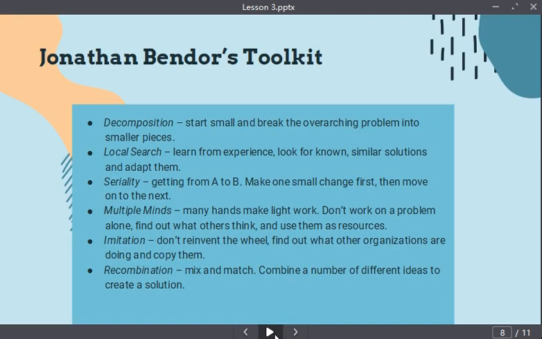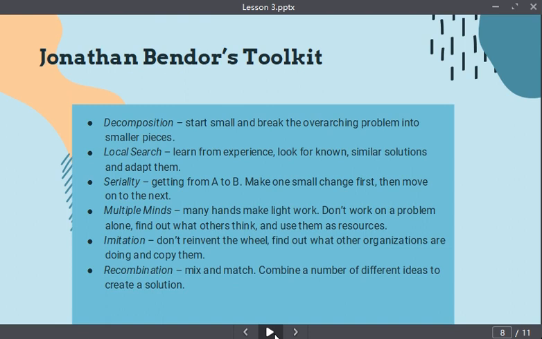So first we have the composition. So you are going to start small and break the overarching problem into smaller pieces. So let's say for example the data given was too big, and then you are going to start small, and then after that followed by another small one, hanggang sa matapos na yung mga smaller pieces, and then makikita mo na lang that you already solved that one. Like you are going to solve that problem step by step.